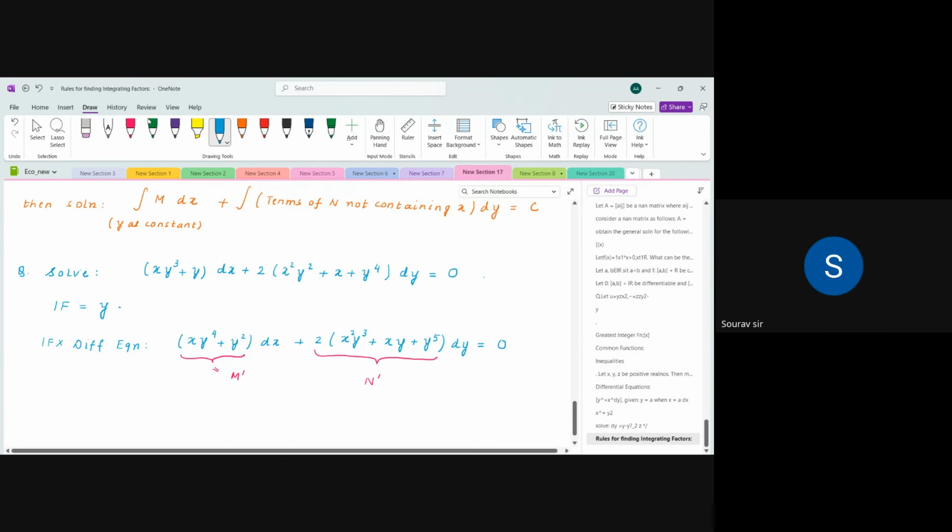So can anyone quickly check if it's exact now, just to cross verify? If you do del m dash by del y, what are we getting? And if you do del n dash by del x, is it matching?